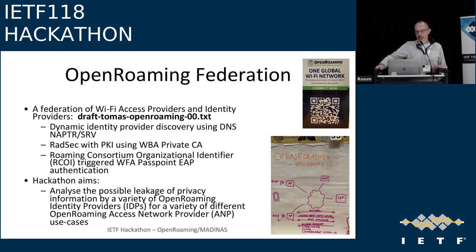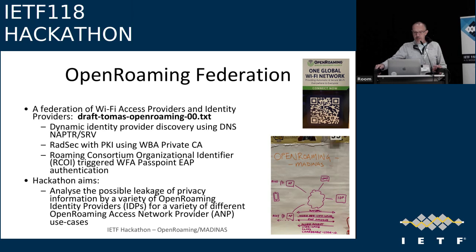If you're not familiar, it's a federation of Wi-Fi access network providers and identity providers. There's a legal framework and a technical framework. And obviously, we've been focusing on the technical framework. The technical framework defines use of dynamic discovery using DNS and NAPTR SRV. It's based on RadSec end-to-end with a PKI using a WBA private CA, and it's based on Passpoint. So Passpoint defines something called Roaming Consortium Organizational Identifiers, RCOIs, a bit of a mouthful, but that's what we use to automatically trigger the authentication to the networks.